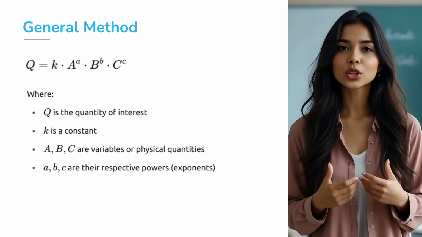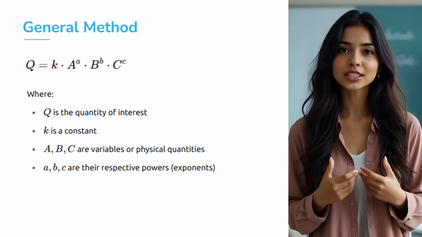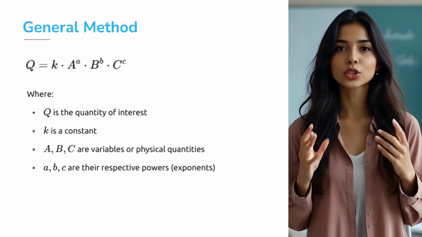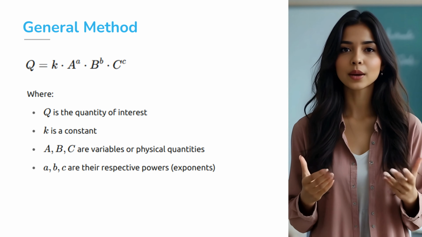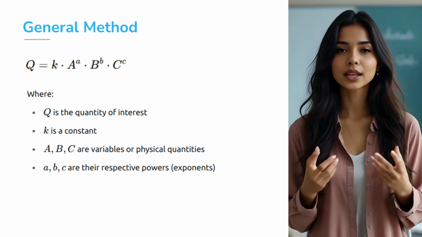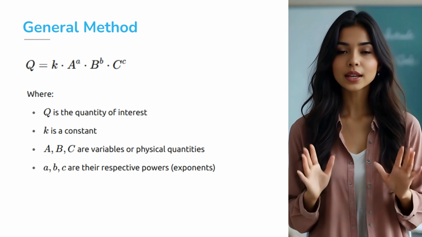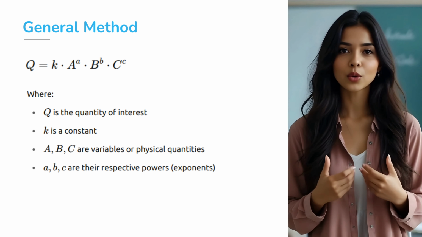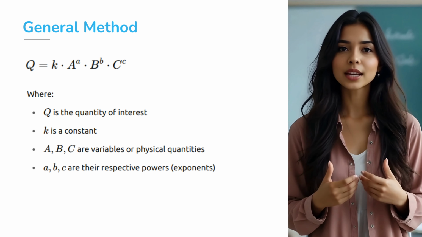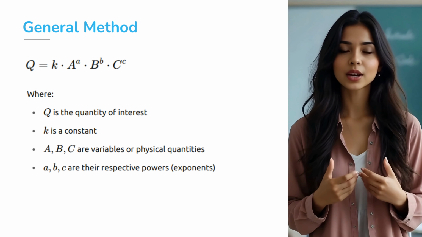Suppose a quantity Q depends on three other quantities, A, B, and C. We assume Q equals K multiplied by A to the power a, B to the power b, and C to the power c. Here, K is a dimensionless constant. a, b, and c are the powers to be determined. We then write the dimensions of both sides and compare powers of M, L, and T.